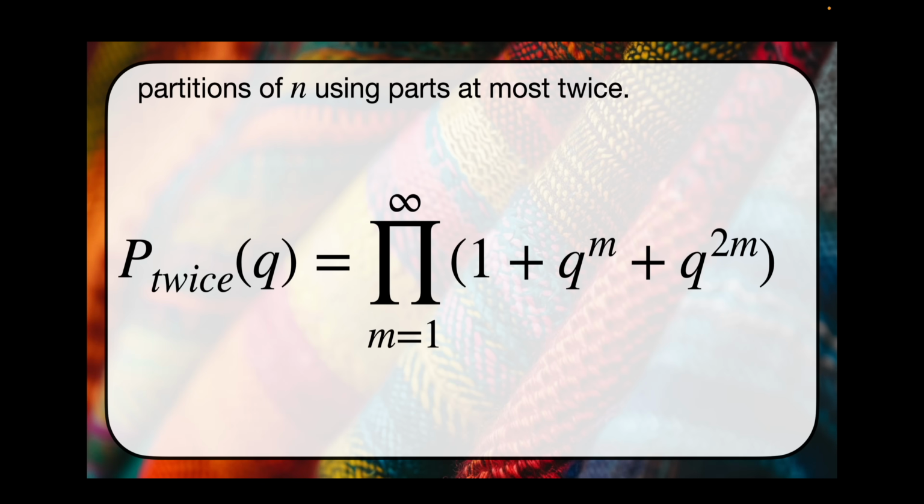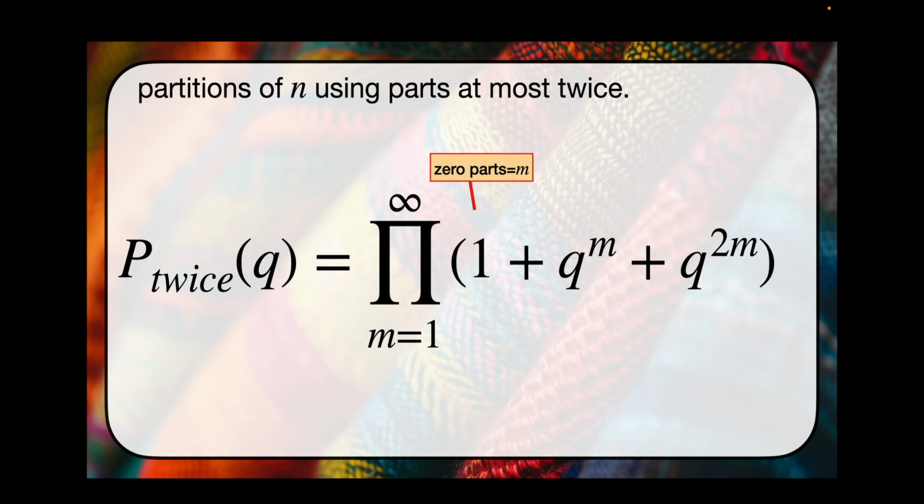And now we can extend this pretty easily. So let's say we were interested in looking at partitions of n using parts at most twice. So I've just called this p sub twice of q. And here we've got this product as m goes from 1 to infinity of 1 plus q to the m plus q to the 2m. We want to think of that 2m as m plus m. That's using m twice. Notice that there's no q to the 3m, which would correspond to using m 3 times. And there's no term q to the 4m or anything higher than that.